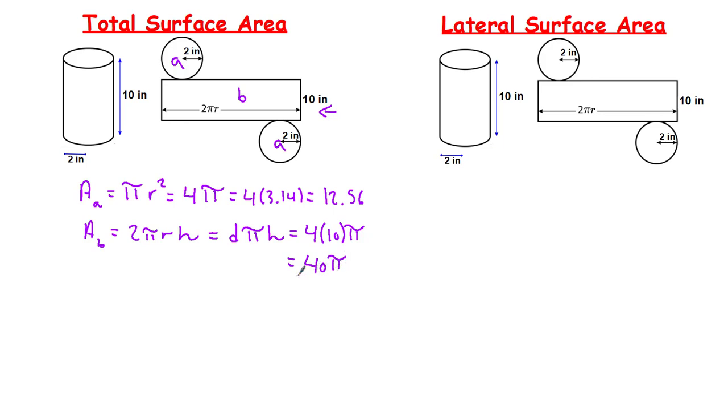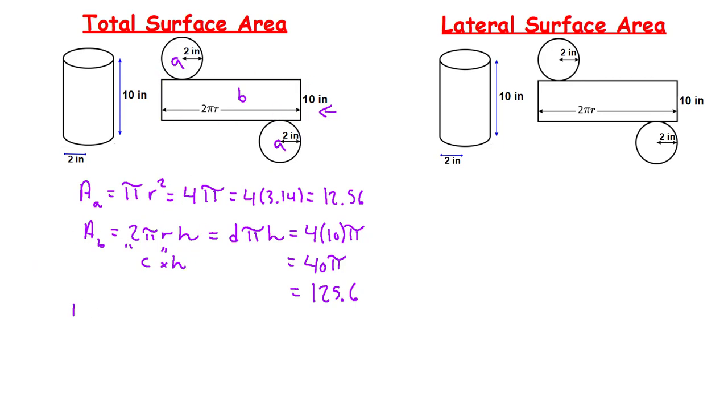Okay? So now let's go ahead and calculate that. 40 multiplied by 3.14 is going to give us 125.6. Okay? So keep in mind, this is basically the circumference. We're doing the circumference multiplied by the height in order to get this.